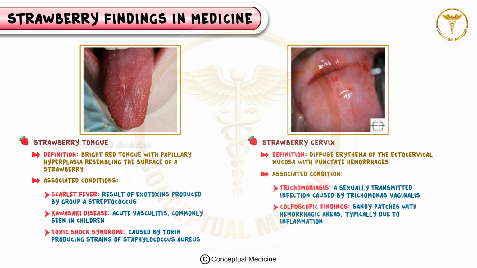On colposcopy, sandy patches and inflamed areas may also be observed. Patients usually present with frothy yellow-green vaginal discharge, itching, and dysuria.